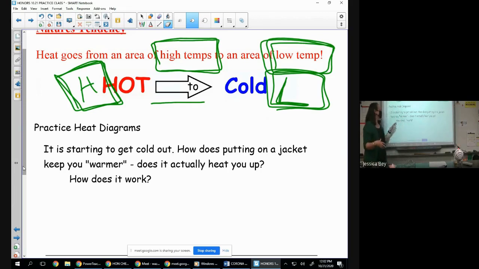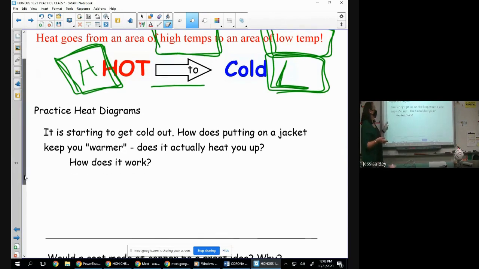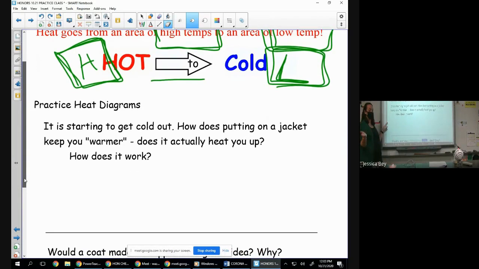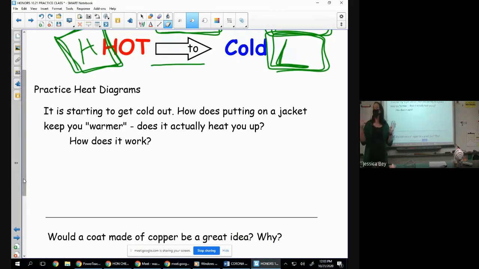Now, let me give you an example. We know that everything in nature flows from an area of high thermal energy and temperature to an area of low. Everything goes from high to low. So here's a sample question I just thought of, to do a practice without taking your practice off the worksheet. It's starting to get, quote unquote, cold outside, correct? And because it's getting cold outside, you might want to wear a jacket.